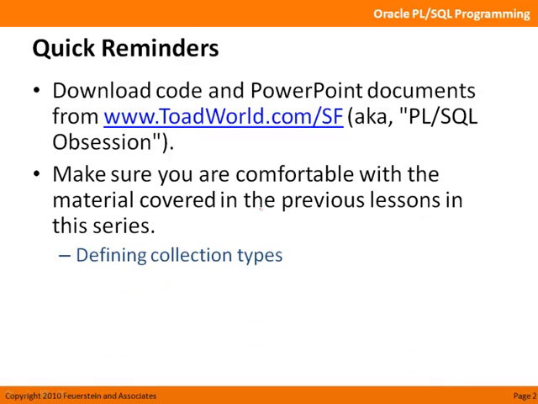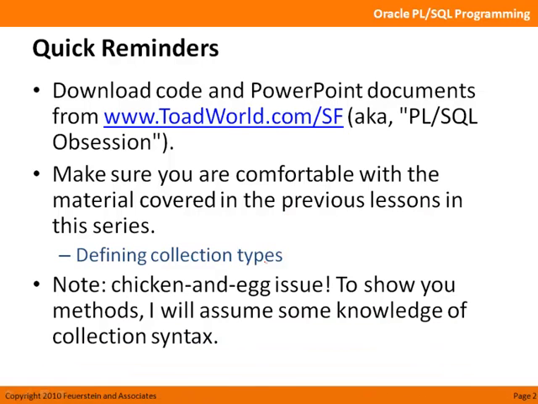Make sure you're comfortable with the material covered in the previous lessons in this series. I've done an introduction on collections and then defining collection types, the data type needed to declare collection variables. Finally, a note regarding chicken and egg, what comes first? To show you the methods and how they work, I have to work with collection variables, which means I declare them, and you have not seen examples of each of the different types of collections yet. So if any of it's rough and you can't follow it, just stop and take a look at some of the other videos in the series, such as associative arrays and nested tables. But hopefully my explanations will make it clear enough.